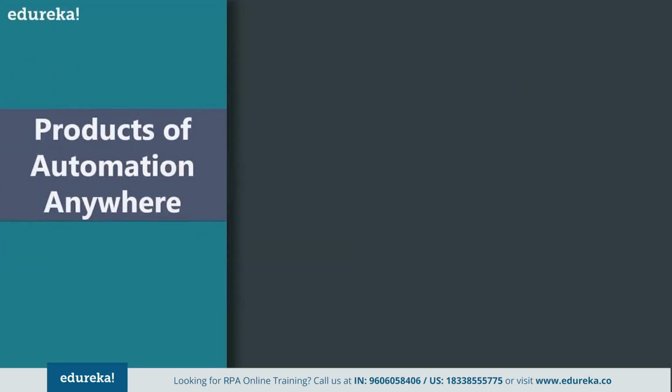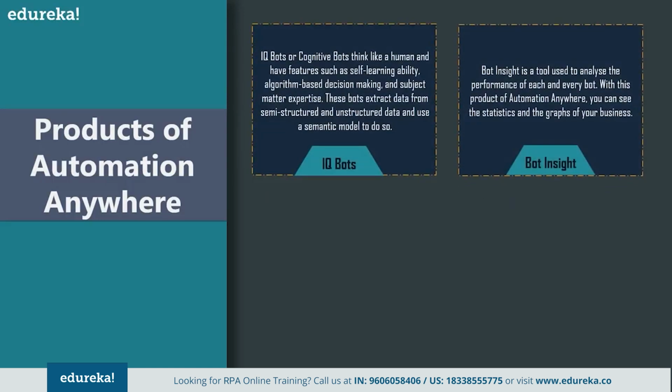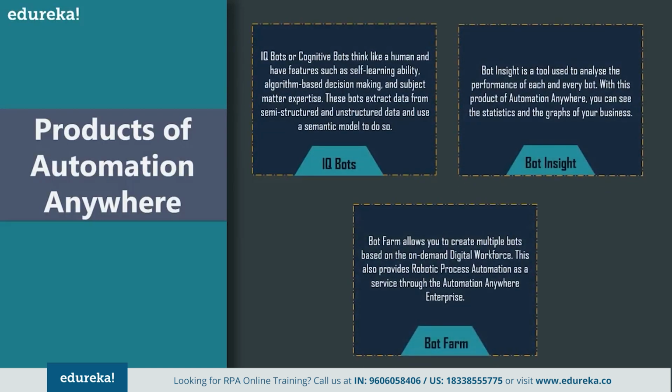Apart from the three products that I've told you, that is the bot creators, the bot runners, and the control room, there are mainly three more products, that is the IQ bots, bot insights, and the bot farm, right? The IQ bots are basically cognitive bots that think like a human and have features such as self-learning abilities, algorithm-based decision making, and subject matter expertise. These bots extract data from semi-structured and unstructured data and use a semantic model to do so.